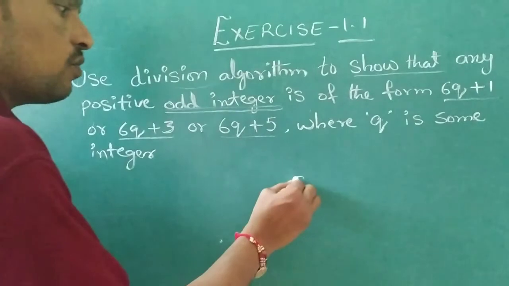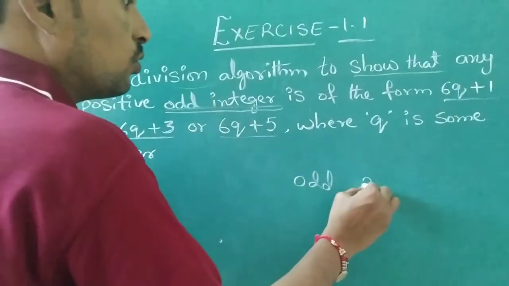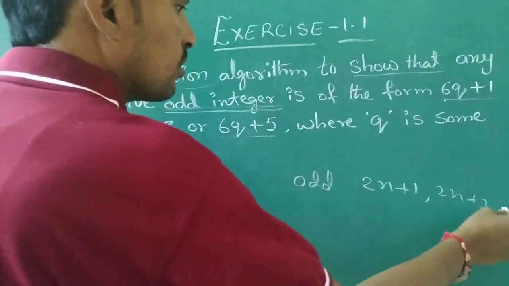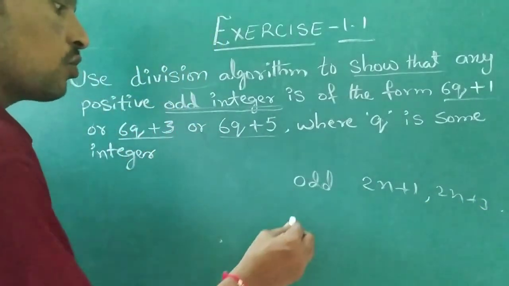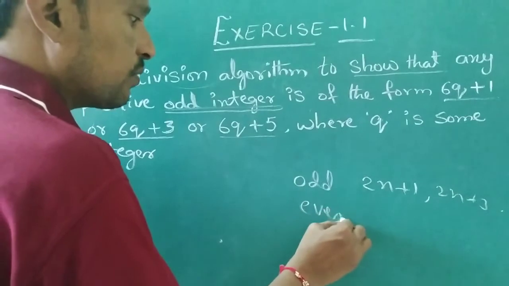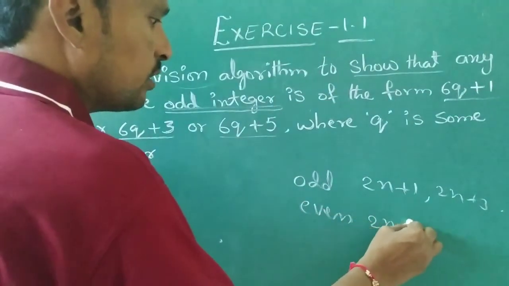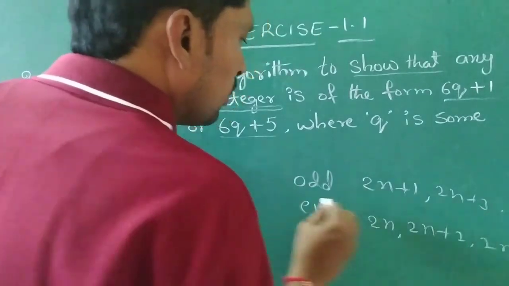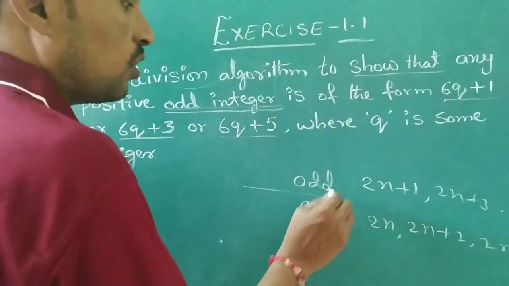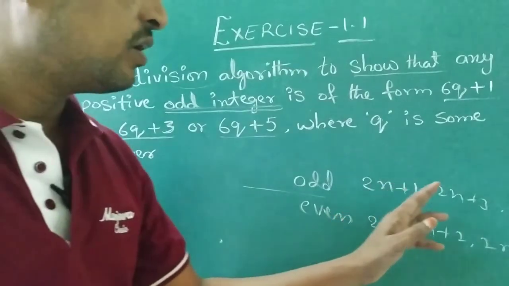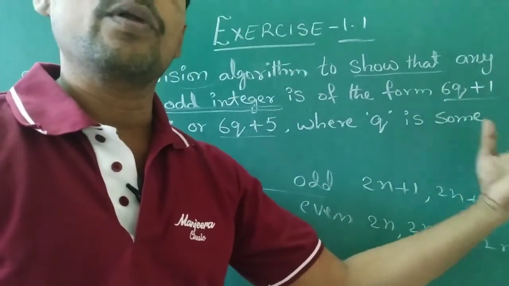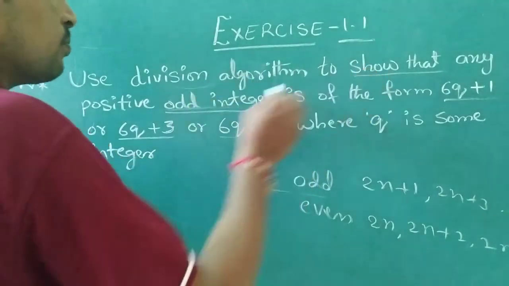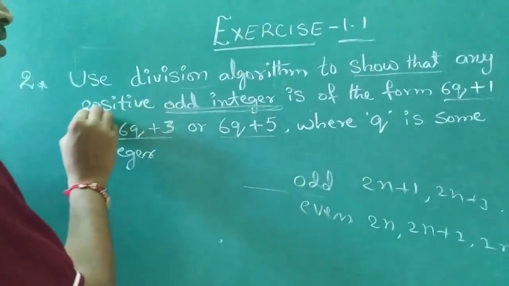The general form of odd integers is 2n plus 1 or 2n plus 3, like this, and it goes on. The general form of even integers is 2n, 2n plus 2, 2n plus 4, and so on. The general form of odd integers is 2n plus 1, 2n plus 3, 2n plus 5, and so on. So in this case, we need to show the odd integer.